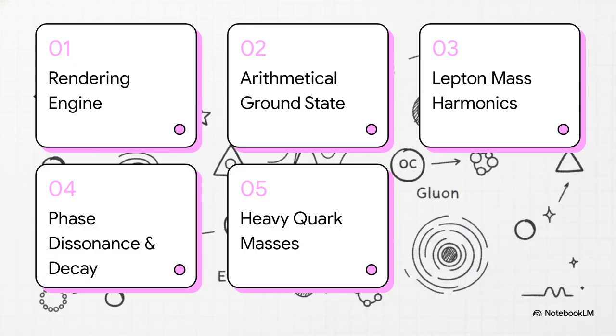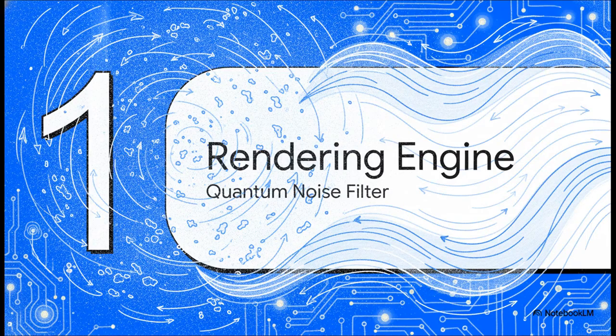Okay, let's dive into this. Here is our roadmap for today. We're going to scale up, starting with the vacuum's base code in the universal rendering engine and the arithmetical ground state. Then, we'll see how it calculates lightweight lepton programs, look at phase dissonance, and finally compute the system-straining masses of heavy quarks.